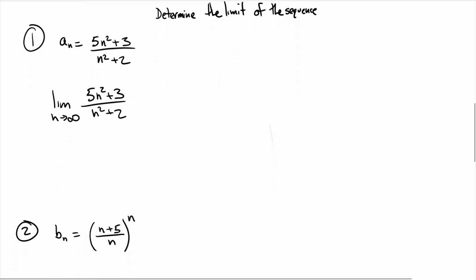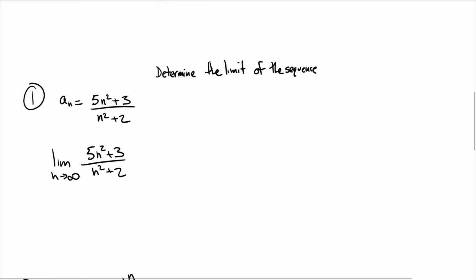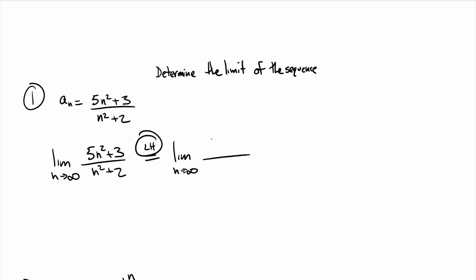But, again, if you don't like logic, you like doing extra work, go for it. We'll say L'Hopital's. All right, cool. Take a derivative up top. That's 10n. Take a derivative down below. That's 2n. The n's cancel. You have 10 over 2, which is equal to 5.